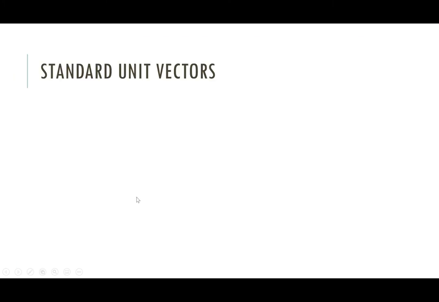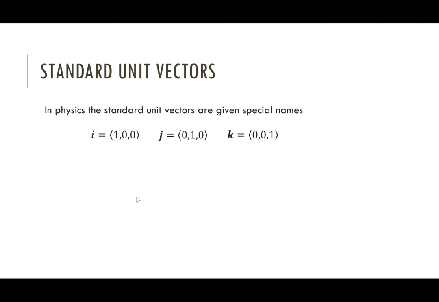All right. Let's talk about a few special vectors. First, we're going to start with what's known as the standard unit vectors. So in physics, they give the standard unit vectors special names. So the standard unit vectors are this 1, 0, 0, 0, 1, 0, and 0, 0, 1, at least if you're in 3D. And this first one, physicists call i, or sometimes i hat. This second one, they call j or j hat. And this third one, they would call k or k hat. So if you're in 3D, then this vector here, 1, 0, 0, that's i. This vector here is j, and this vector here is k.